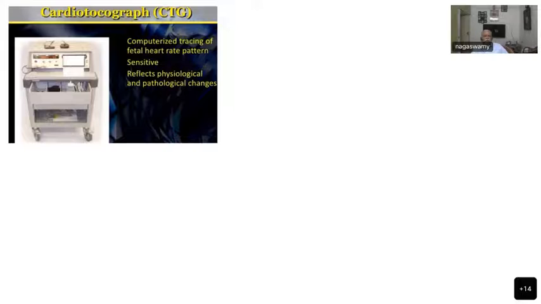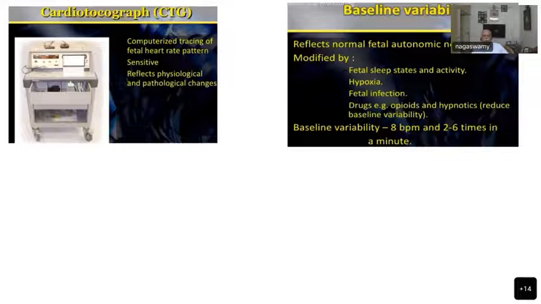Then cardiotocograph. This is another important thing. I think you never mentioned this wording, even though you mentioned the biophysical profile. This is also mainly done using this instrument. So these are the baseline variabilities which will happen. That is, there should be a correlation with the uterine contractions. This comes to monitoring during intrapartum.